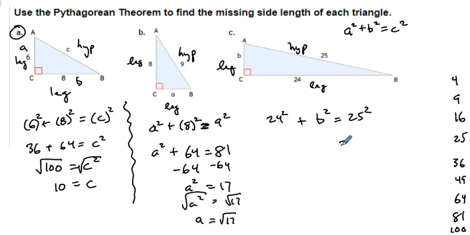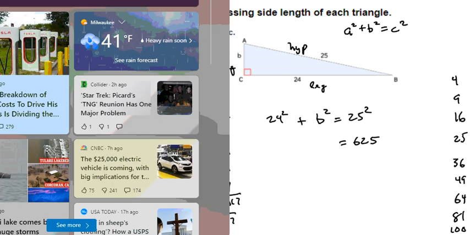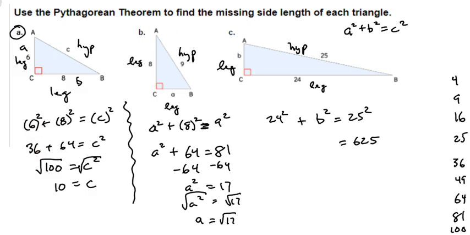All right, well, 25 squared is 625, and 24 squared, I can't remember, so pulling up the calculator, is 576. All right, so you got 576 plus b squared. So you subtract 576 from both sides because, again, you want to get this by itself.